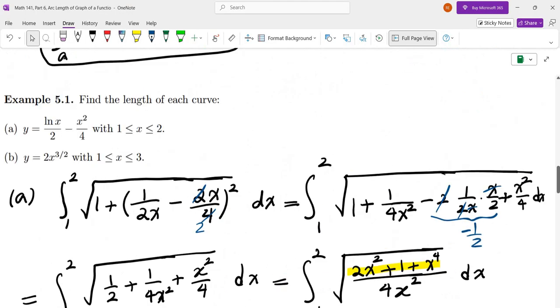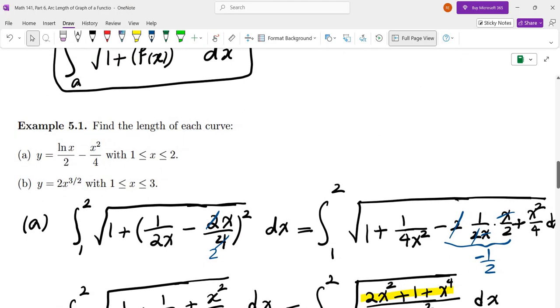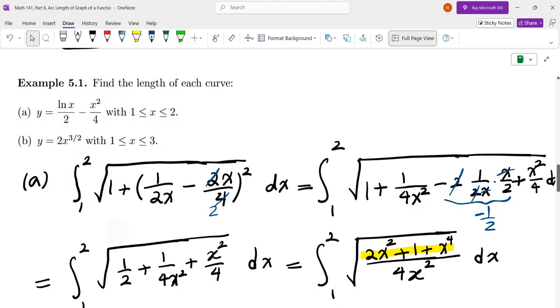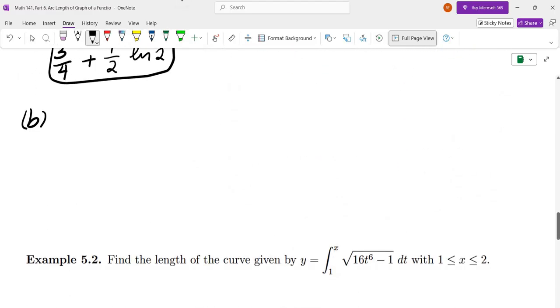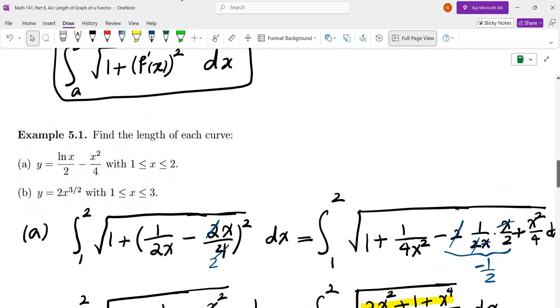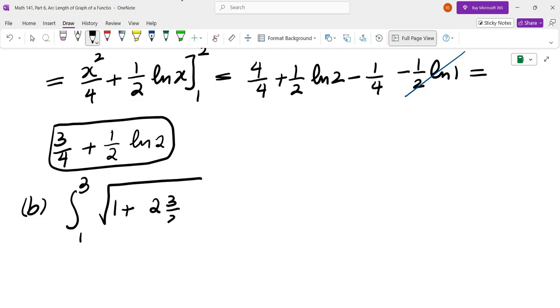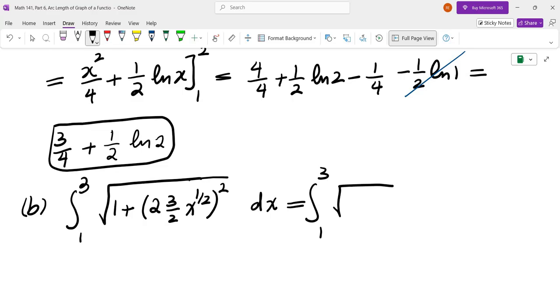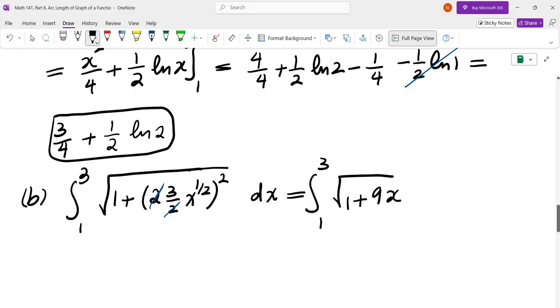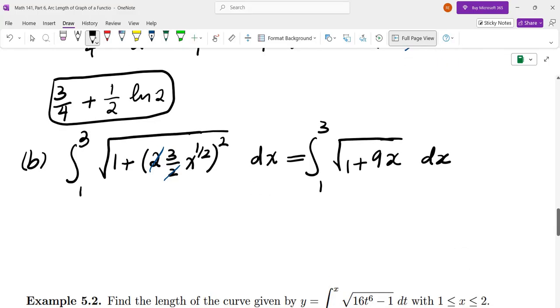Now the second part is another question about finding the arc length. So we're going to have to use the same formula. Here is the second part. The limits of integration were given as 1 to 3, and the function is 2x to the power of 3/2. So it is the integral from 1 to 3 of the square root of 1 plus 2 times 3/2 x to the power of 1/2, and then we're going to have to square that, dx. This is the integral from 1 to 3 of the square root of, the 2's cancel, 3 squared is 9, x to the 1/2 squared is x, dx.